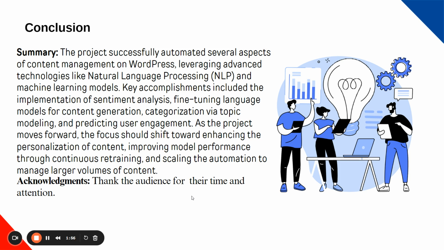So the overall conclusion is that NLP and machine learning models have a very big role to play here. Key accomplishments included the implementation of sentiment analysis, fine-tuning language models for content generation, and predicting user engagement. As the project moves forward, the focus will shift towards enhancing the personalization of content and improving model performance through continuous retraining and scaling the automation to manage larger volumes of content. Thanks for this opportunity.